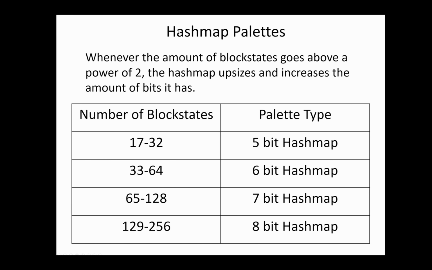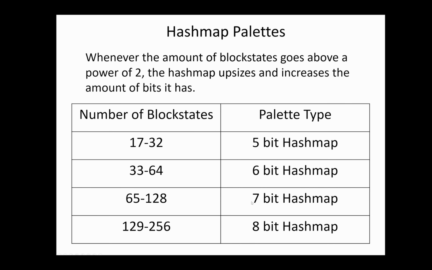So there are also different types of Hashmap palettes, because when you exceed a power of 2, the Hashmap upsizes to a larger Hashmap palette, and that way it changes the amount of bits each block has. So if you have between 17 and 32 block states, each block gets assigned 5 different bits. So the first block in the subchunk will essentially have block ID 1, but it will have 4 leading zeros, and with 6 bits it will have 5 leading zeros, so 0, 0, 0, 0, 0, 1.